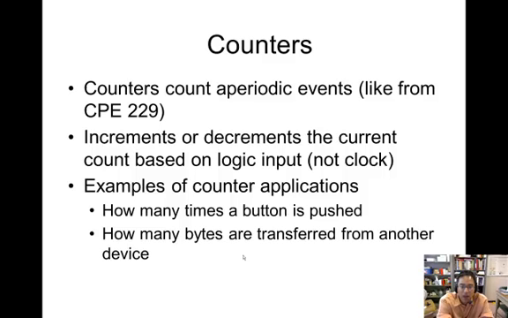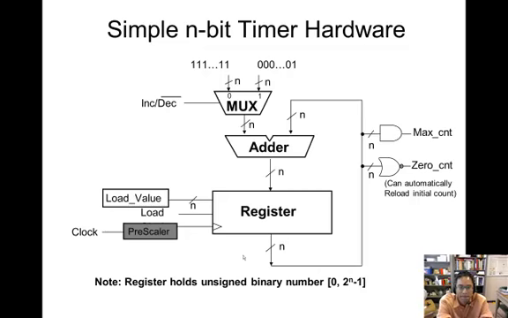Inside a timer is a counter itself, like the CPE 229 style counter, that increments or decrements depending on the mode, and the counter can also do other things. Potentially, it could count how many times a button is pushed, for instance. If you push a button, it increments the count. You could imagine the hardware would look like this, like a 229 hardware diagram.